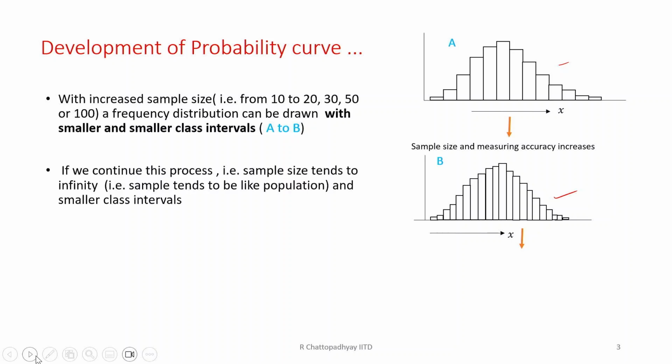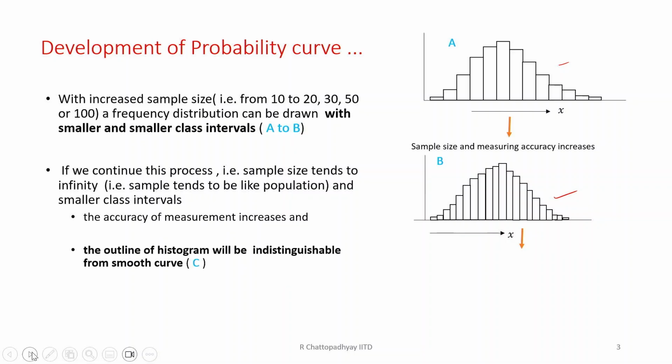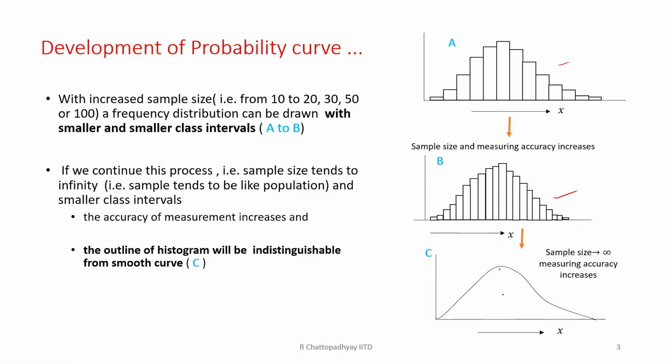Now, if we continue this process, if we keep on reducing the width, the accuracy of the measurement will increase and the outline of the histogram will be indistinguishable from a smooth curve, which is shown at the bottom. You will only get very thin lines like this. Histograms are so thin.